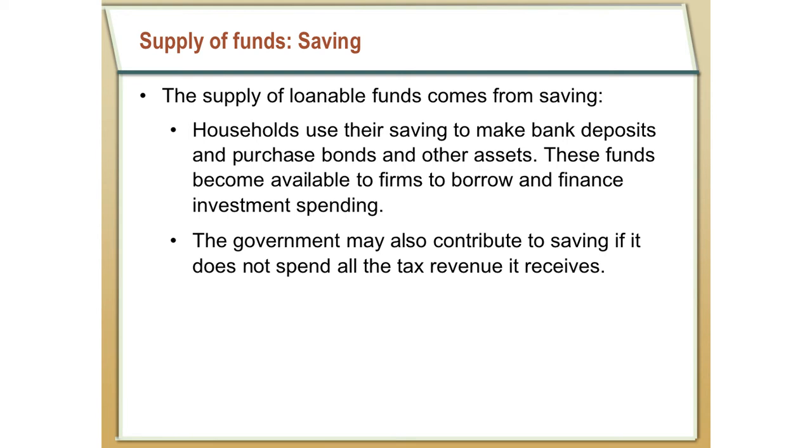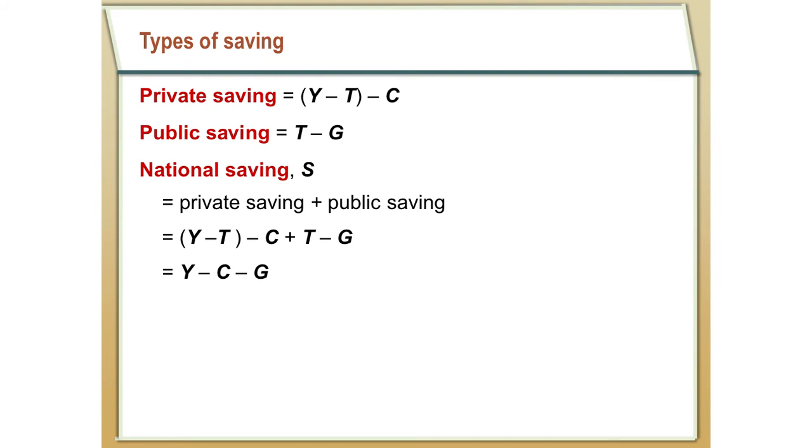Typically, the government is sucking savings out of the system as opposed to contributing to savings. So the government's net saving is typically negative if we look at the data. So the different sources of savings in this model, we have private saving and public saving. When we add these two things together, we get total saving, which we refer to as national saving.